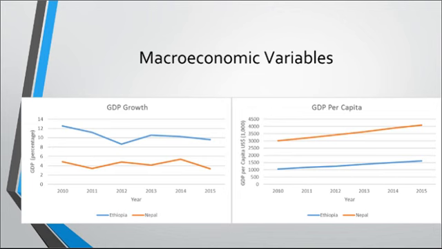Unfortunately, over the years, both Ethiopia and Nepal have seen a decrease in gross domestic product, or GDP, growth. Nepal has also consistently had a lower GDP growth. However, when it comes to GDP per capita, Nepal has a greater increase over 2010 to 2015.